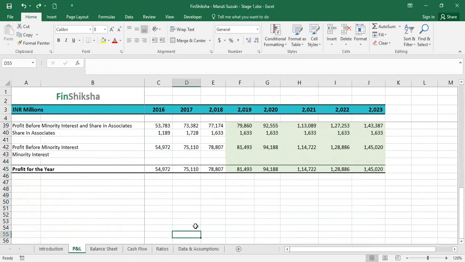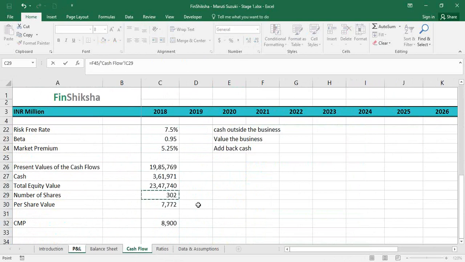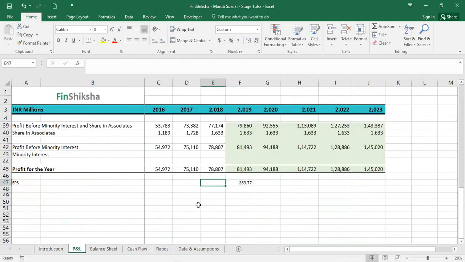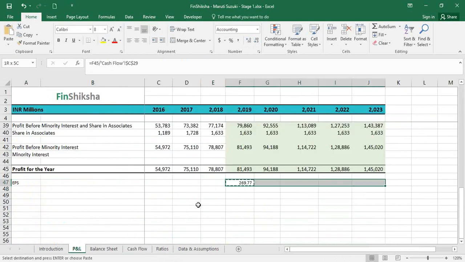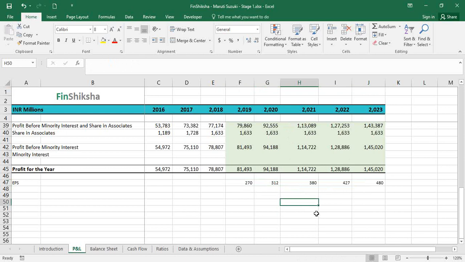I will now quickly touch upon relative valuation. So can I find EPS, earnings per share? So this divided by the number of shares, which was available on our cash flow sheet, and I'll freeze that. So 270 and all the way up to 311, 379, and so on and so forth, right? Those are the numbers we have assumed. Note that these numbers do not include other income.